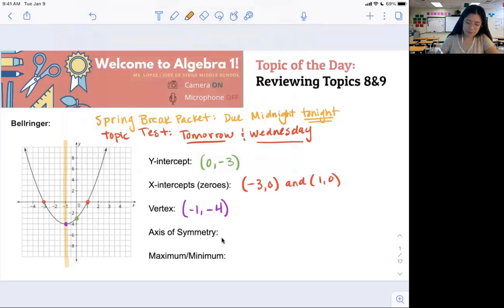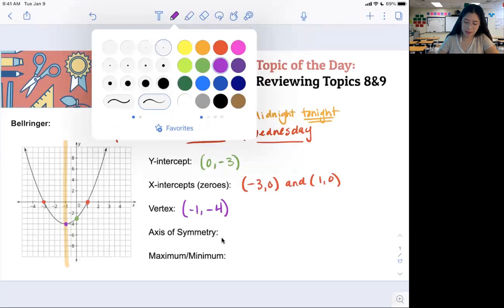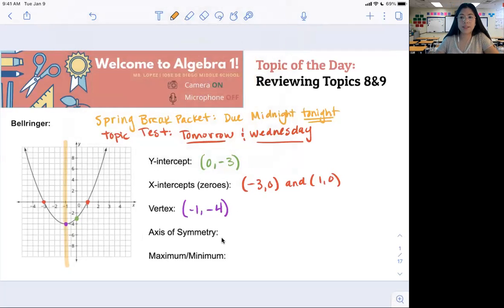X equals -1. Yeah, you have to write the letter X, because if you just say -1, I don't know which -1 you're talking about. There's a -1 over here, and there's also a -1 on the y-axis. So you got to just be very explicit. X equals -1. And then finally, my max, is it a maximum or is it a minimum?